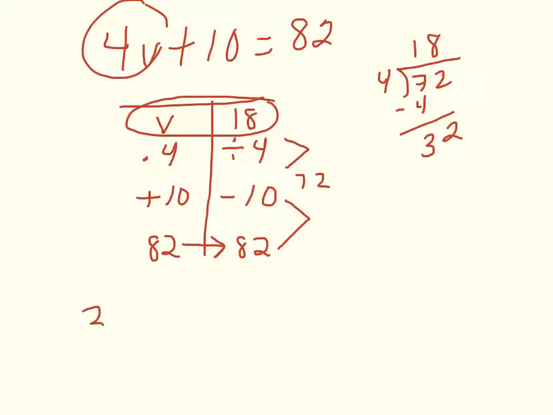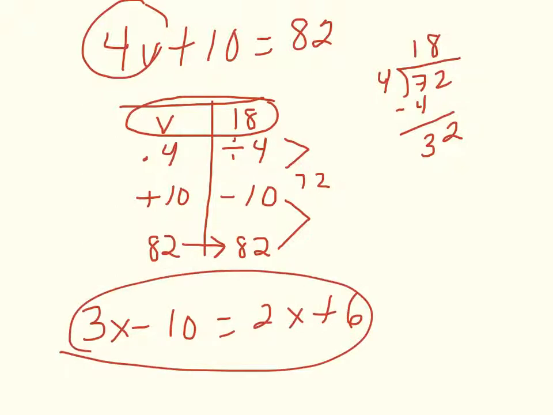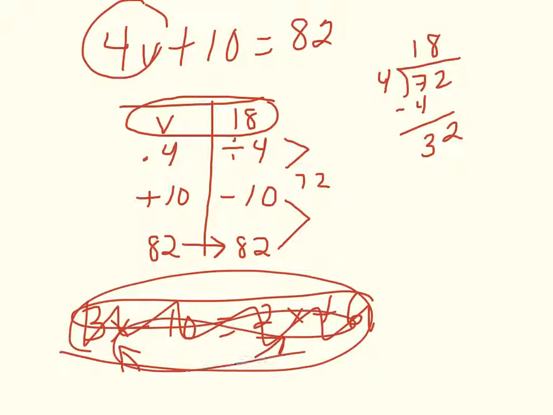If you have something like this, 3x minus 10 equals 2x plus 6, you can't use an undo table because there's x's here and there's x's here. You'd have to get them all to one side first. So just keep that in mind as you're learning, and I'll have some videos that help you deal with that as well. So let's do 2 more.